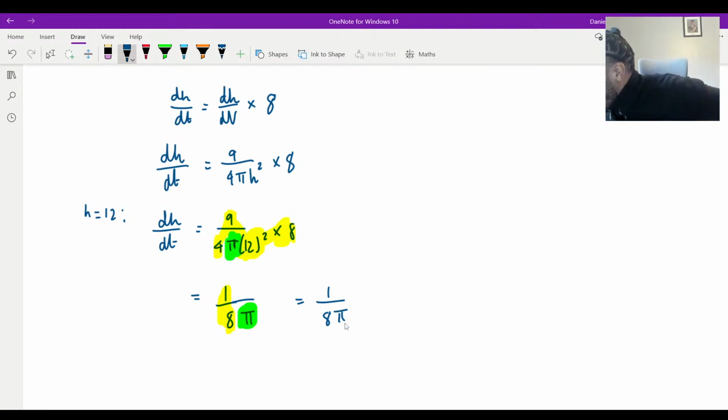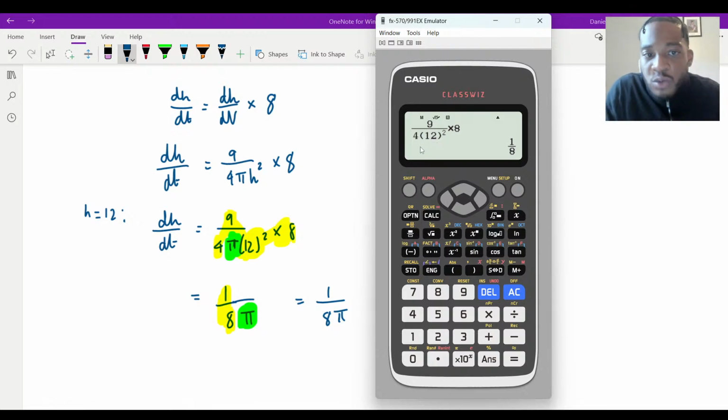All good? My calculator was in radians. Yeah, but we weren't calculating any angles, so it was okay.